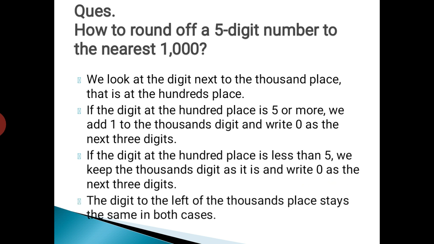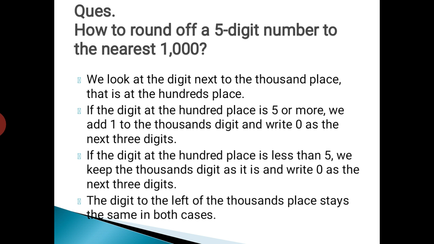And the digit which is to the left of the thousands place, that means the 10,000s place, will remain the same in both the cases. That means if the number at the hundreds place is less than 5 or greater than 5, the 10,000s place will remain the same, because here we are rounding off to the nearest 1000 only. So the 10,000s place will always remain the same.